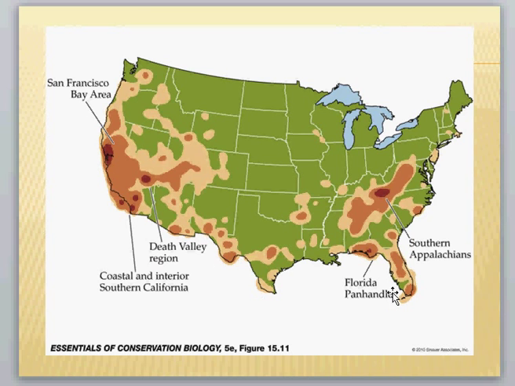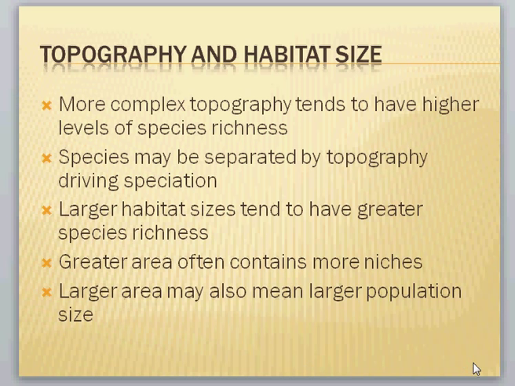Right, where else tends to have high diversity? Well, diversity can be related to topography and habitat size. First of all, topography. By topography I mean the shape of the land, whether there are hills and valleys, whether there are mountains, whether there are complex drainage patterns and rivers, whether there are short knolls or steep cliffs. A more complex topography tends to have higher levels of species richness.